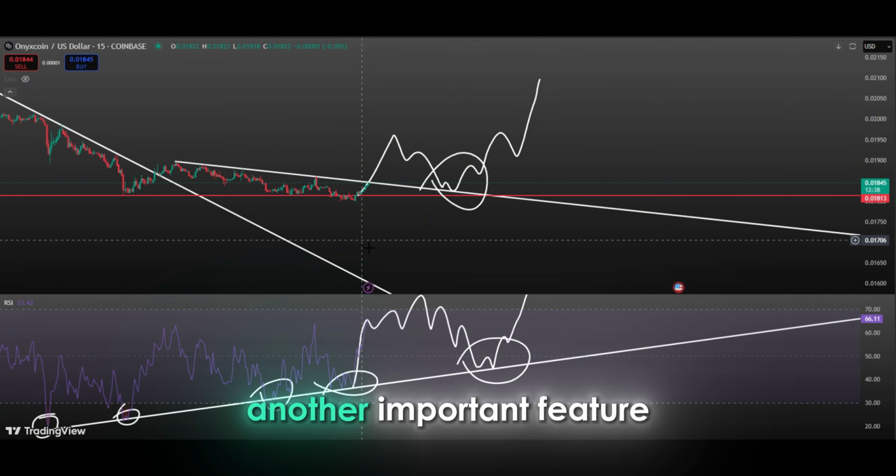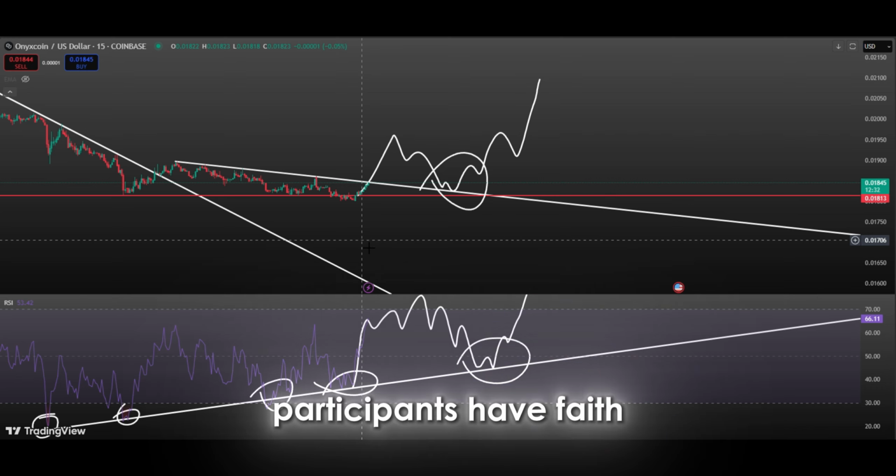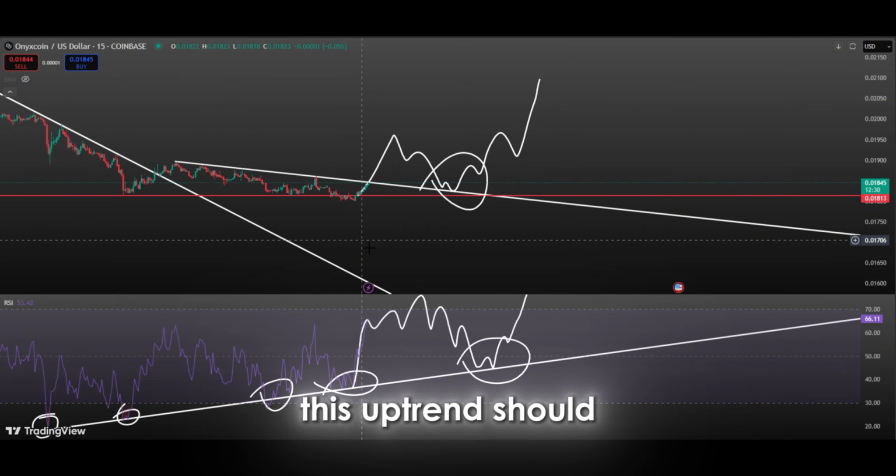Another important feature of rising trend lines is that they increase in reliability over time. The more this line is tested on the RSI, the more market participants have faith in that level. This uptrend should not be broken.